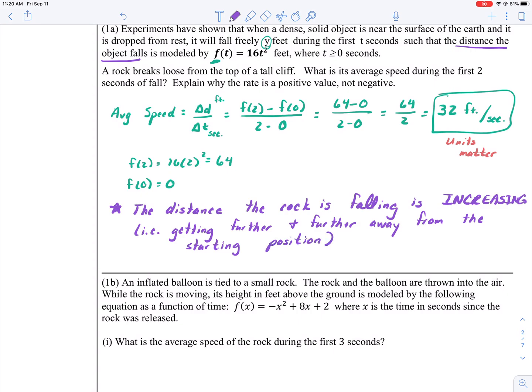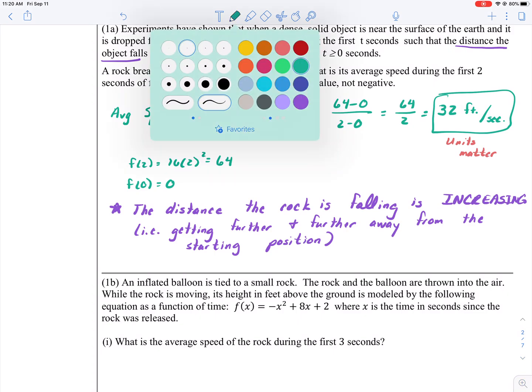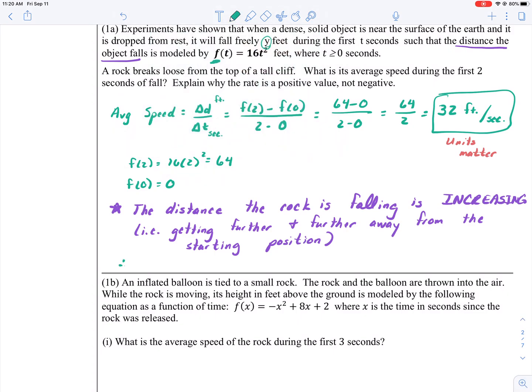Because what I have here, the function, is measuring the distance the object falls. You are always going to have to explain if something is increasing or decreasing. So therefore, the rate is positive because the distance is increasing. That's why the rate is positive.